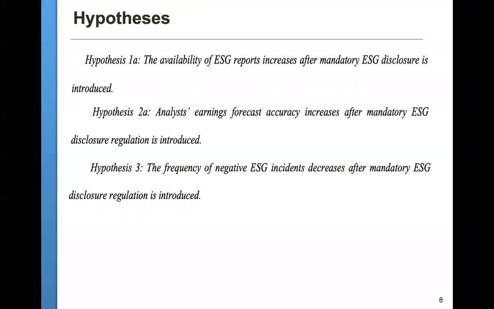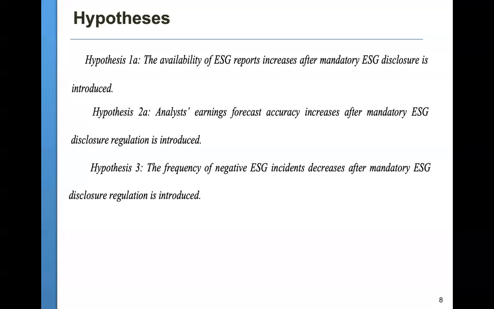So if the country asks the firm to disclose more ESG information, that will facilitate the information flow to the financial analyst. It means a financial analyst will get more information regarding the ESG performance of the firm, which should increase their forecast accuracy and reduce the dispersion. That's our second hypothesis.